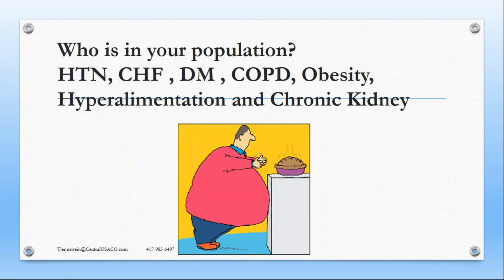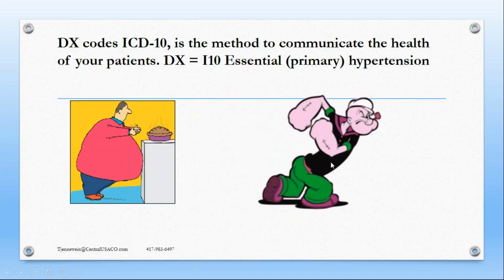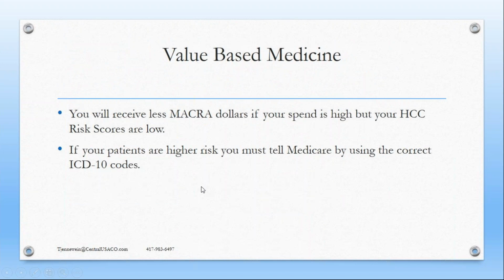We need to be able to communicate to Medicare. When this patient comes in, these are the type of things we have to think about for the patient. This patient becomes much more complex than the patient on the right, old Popeye the Sailor Man coming in, who has a little bit of high blood pressure and has bronchitis. Two different patients, two levels of complexity.